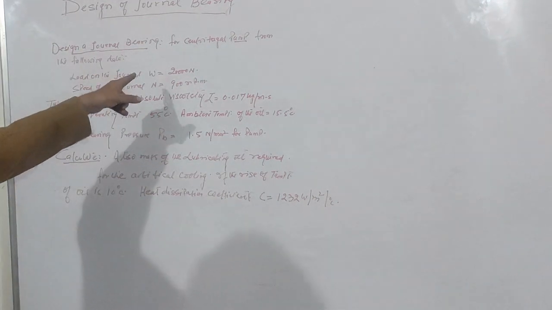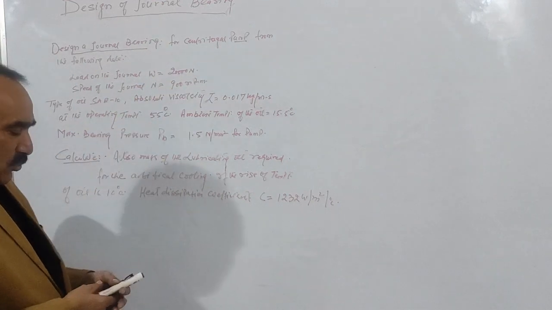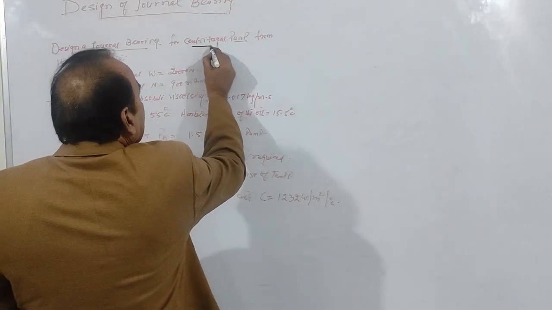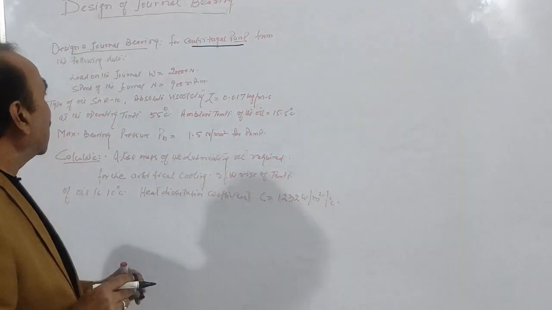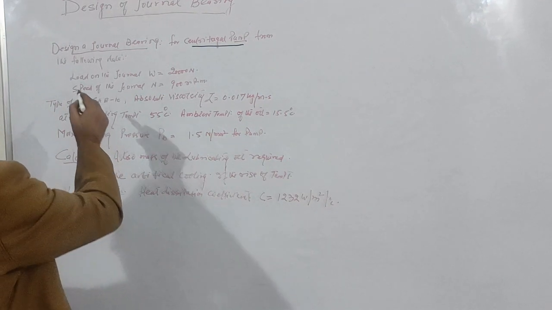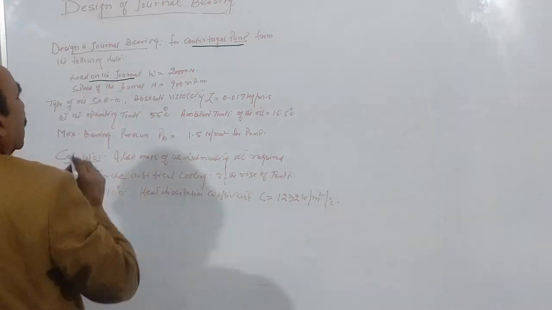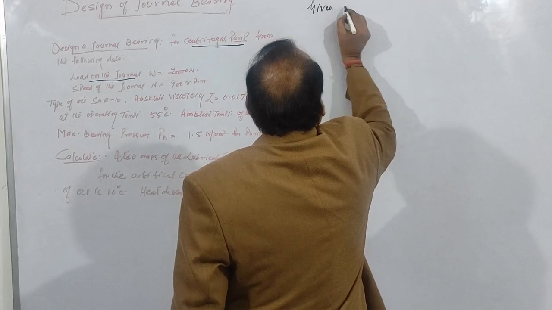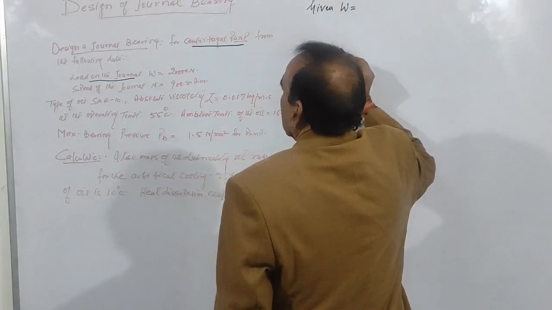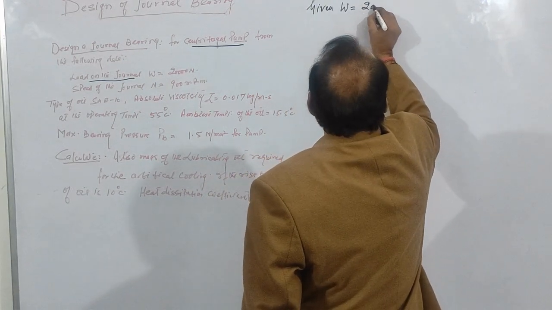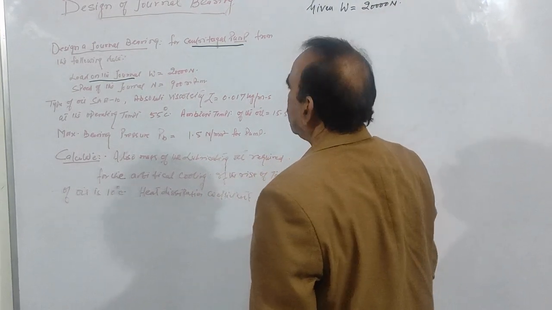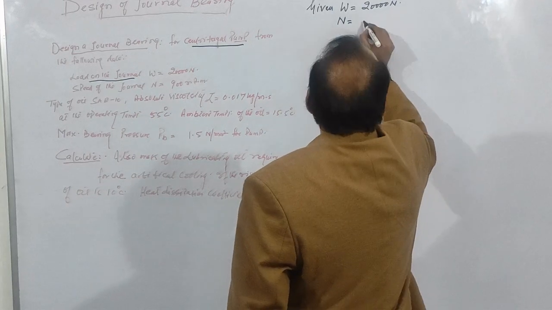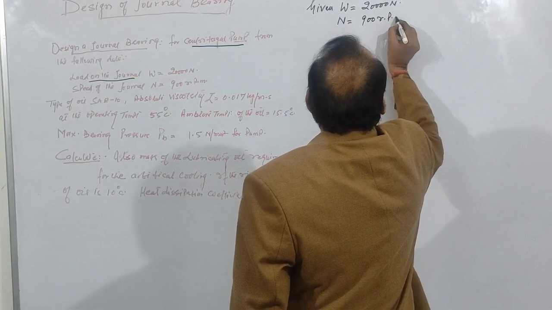The problem is: design a journal bearing for a centrifugal pump. So for which machine is it needed? For a centrifugal pump. We have to design the journal bearing for a centrifugal pump, and the following data is given. Load on the journal W is equal to 20,000 Newton. Speed of the journal, that is N, is given, that is 900 RPM.